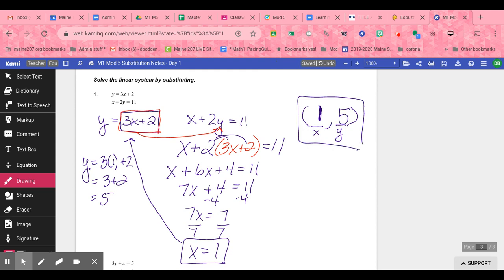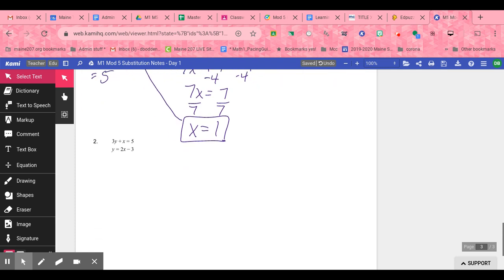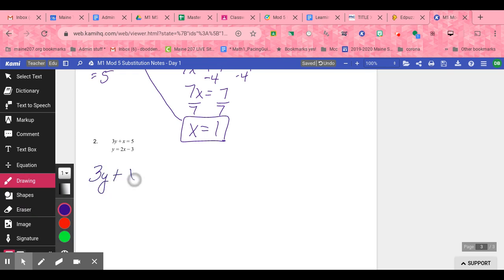Right. I'd like to do one more example with you. Again, if you feel ready, pause the video and try it on your own. All right, so I'm going to start by rewriting my 2 equations next to each other. Again, this just helps me stay organized.